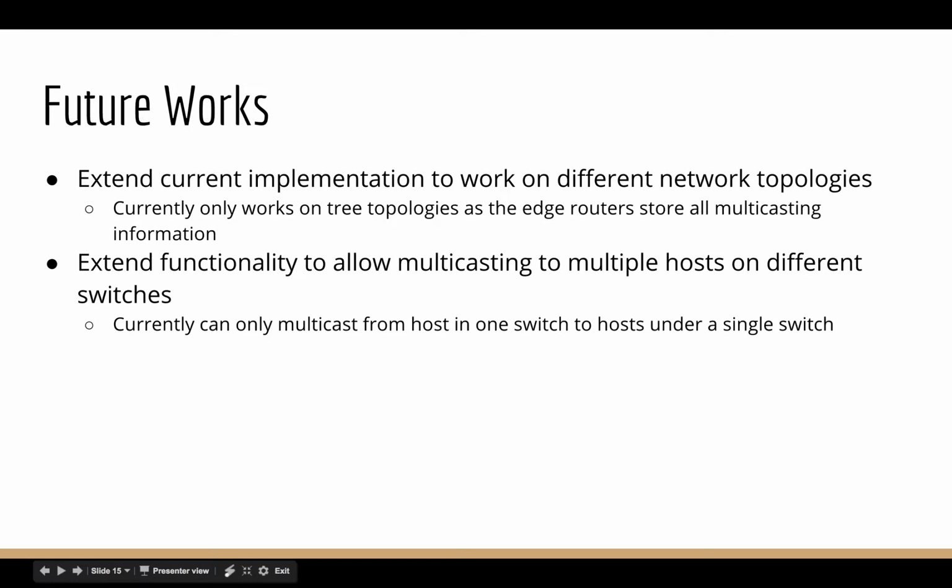So future work is how to improve our current implementation. We wish to extend the current implementation to work on different network topologies. Currently, as you know, the edge router stores all the multicasting information, so it really only works on tree topologies mainly. And we also wish to extend the functionality to allow multicasting to multiple hosts on different switches. So currently you can only multicast from one host in one switch to hosts under a single switch.